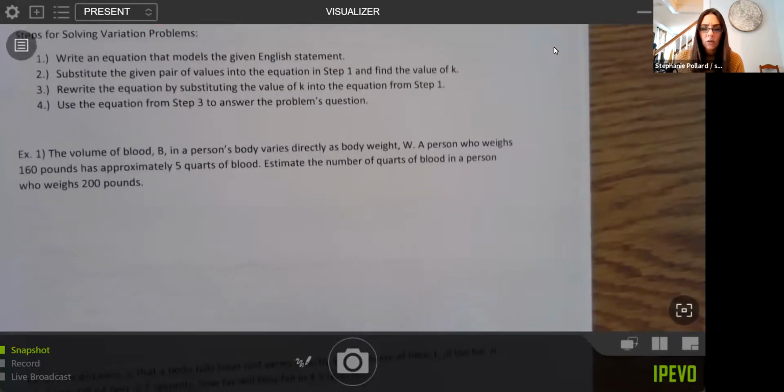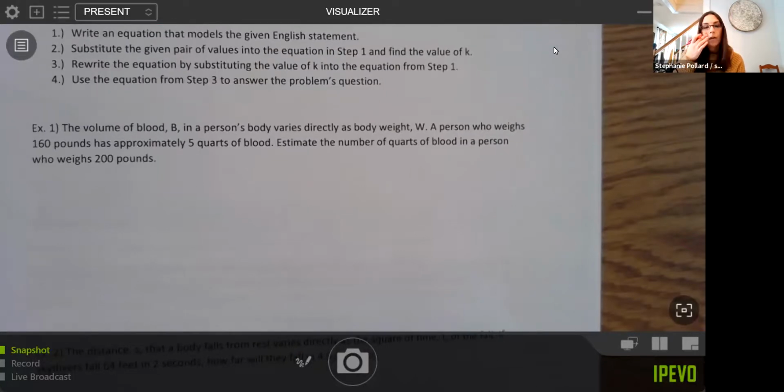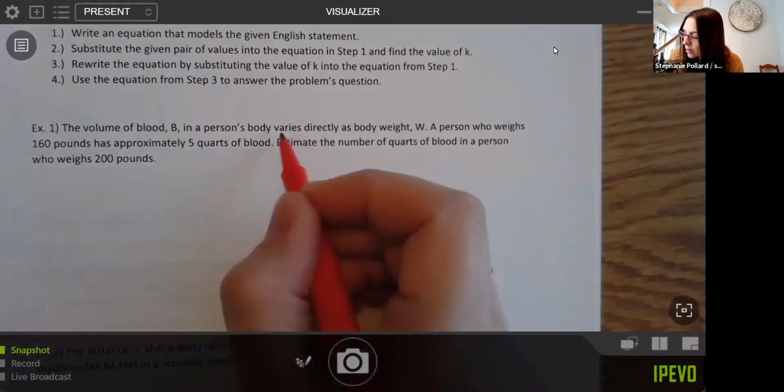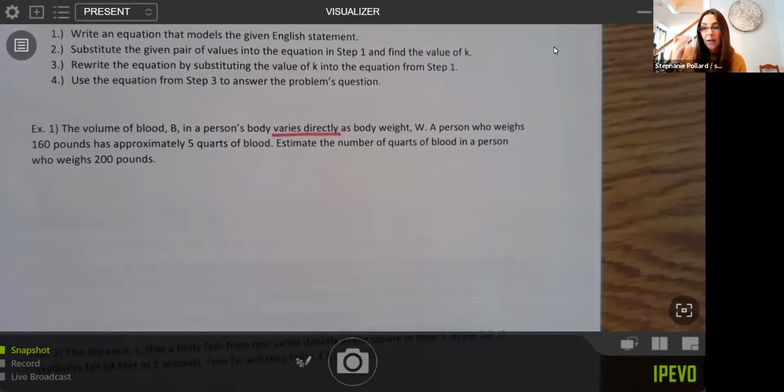So let's actually try this. I think it'll be easier to see with some examples. The volume of blood B in a person's body varies directly as body weight W. A person who weighs 160 pounds has approximately 5 quarts of blood. Estimate the number of quarts of blood in a person who weighs 200 pounds. So it really is sort of like a proportion, right? Or a comparison with two ratios in a way. So this is just a different way to think of it.